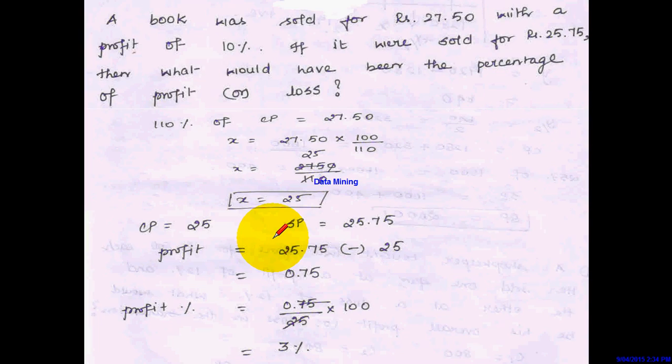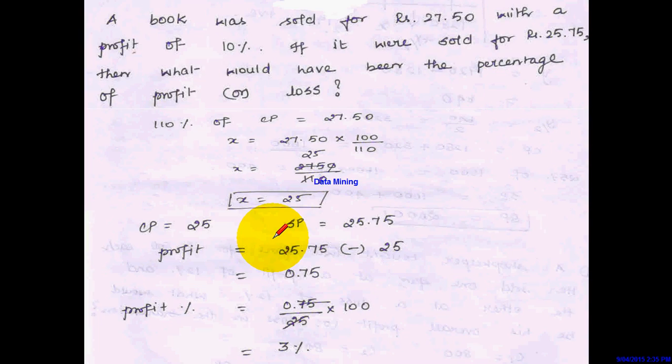And the selling price they have given is 25.75. So what is the difference? Selling price is greater, so definitely this transaction also gives us a profit, that is 25.75 minus cost price, again 25, so it gives you 0.75. 0.75 is my profit. As I already told you, whatever percentage you need to calculate should be calculated upon the cost price.